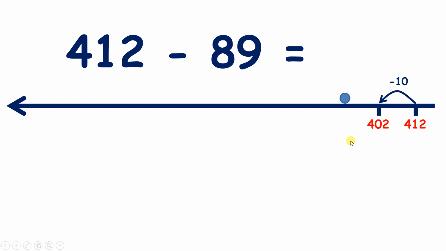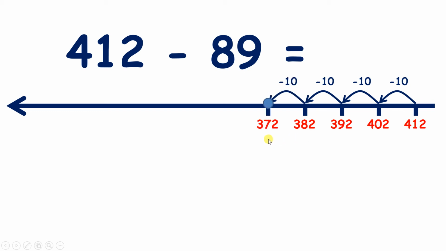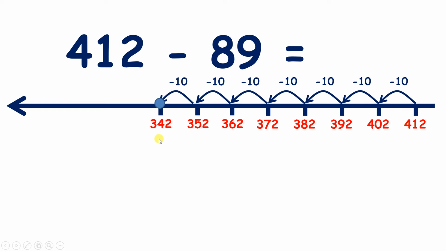402, 392, 382, 372, 362, 352, 342, 332. So we've subtracted 8 tens. Now we need to subtract 9 units.